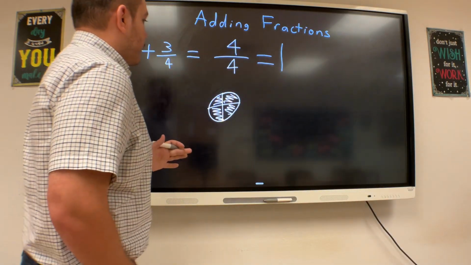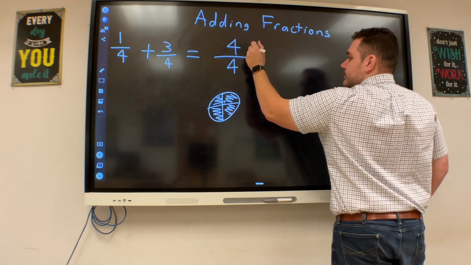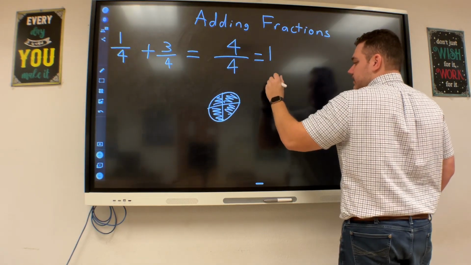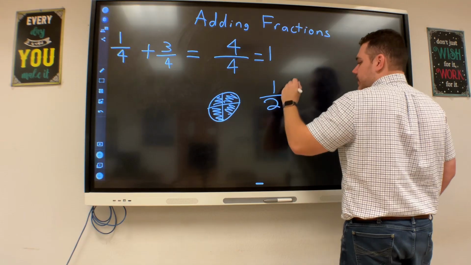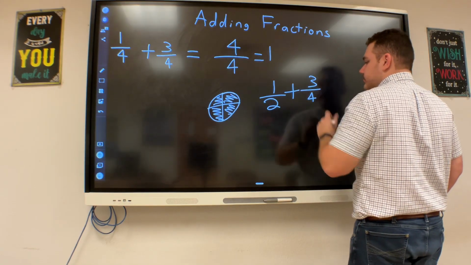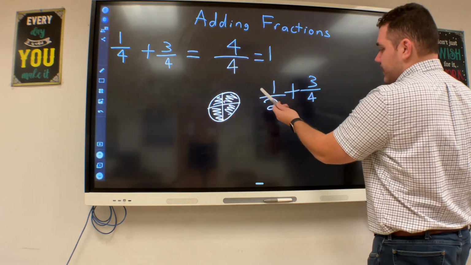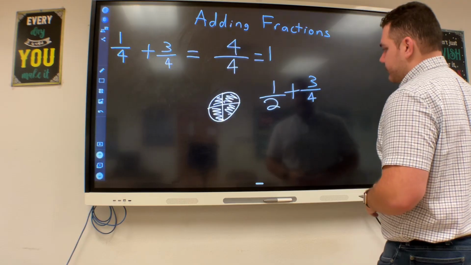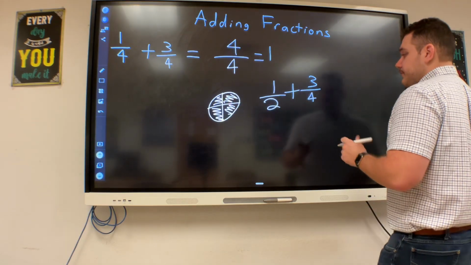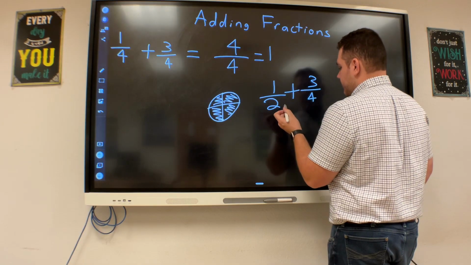And now sometimes there might be fractions where the denominators are not the same. You might have to add 1/2 plus 3/4. Since our denominators are unlike, we cannot just add these. That's not going to be so easy. So what we're going to have to do is cross multiply to get our denominators the same.